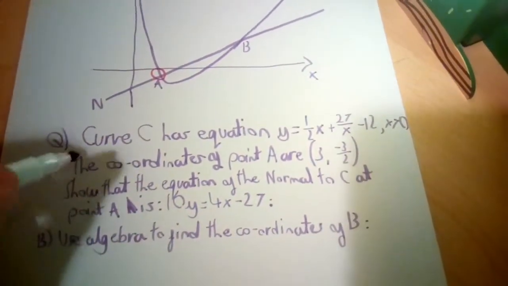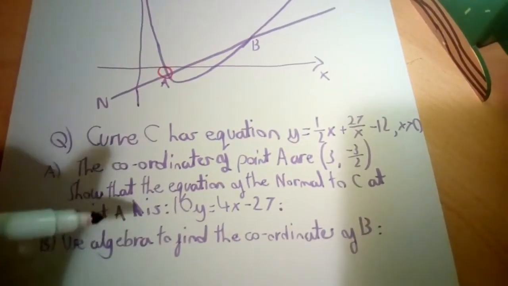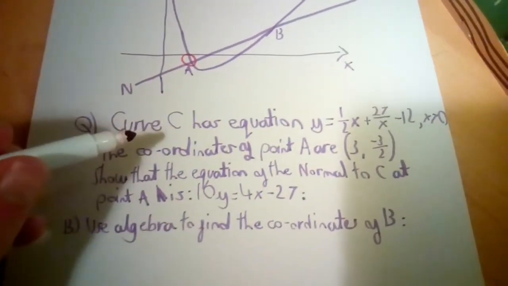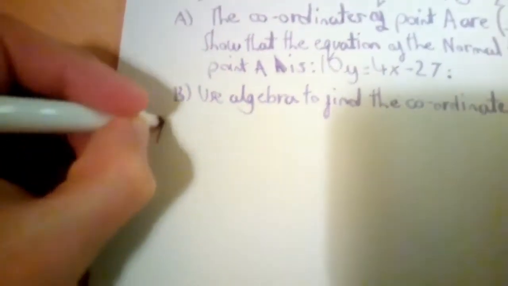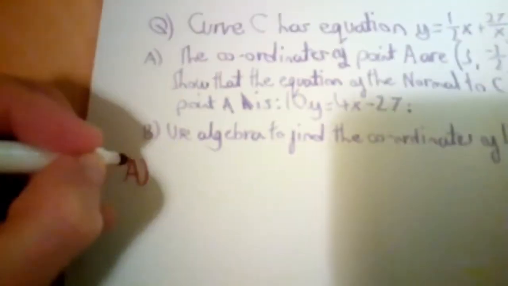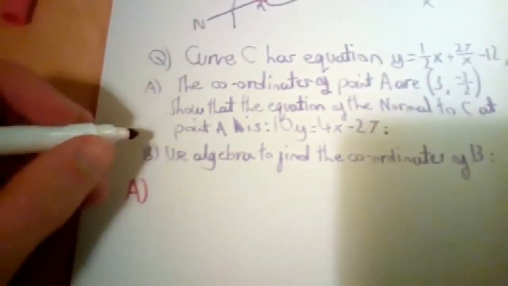Show that the equation of the normal to C at point A, which it intersects, is 10y equals 4x minus 27. Okay, so let's work on that straight away. First we need the equation of the tangent to get the equation of the normal.